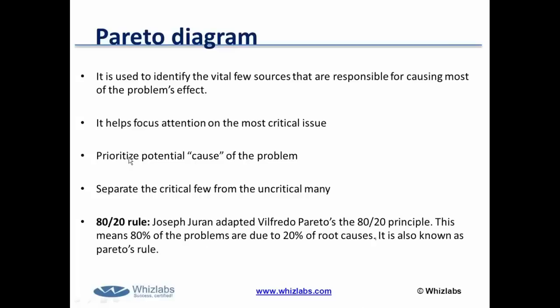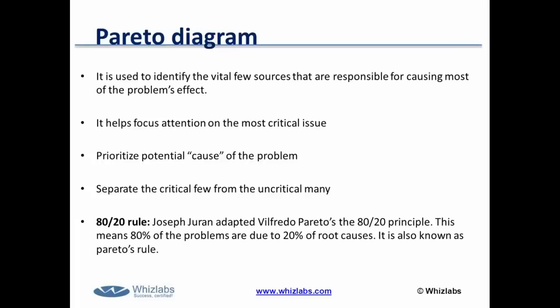So the Pareto diagram is about prioritizing the potential causes of the problem. What are the 20% of the causes which are leading to the problems in your project? It helps focus attention on the most critical issues. Which are the 20% of the critical issues? If you handle them, that means 80% of your project problems are solved. This tool was developed by Joseph Juran and adapted by Vilfredo Pareto, and that's why it is also called the Pareto diagram.